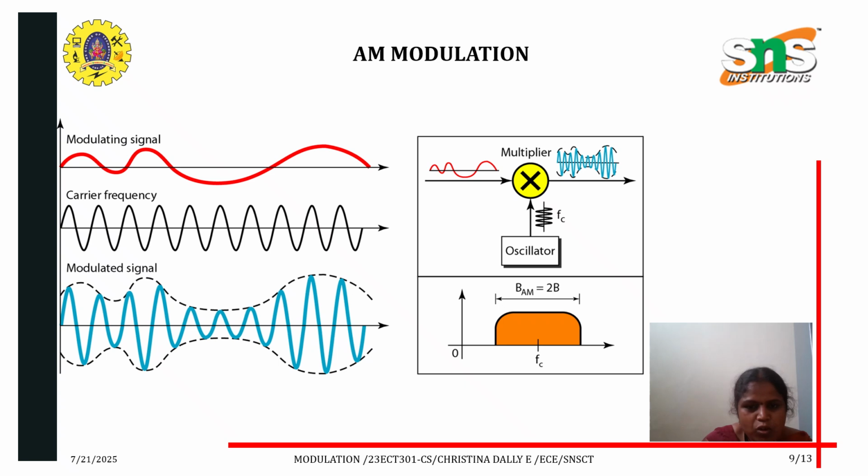Later we will see in detail about amplitude modulation and demodulation. We have the modulating signal, the carrier frequency, and the modulated signal. How do we get it? We give the input to the multiplier. From the oscillator, the carrier frequency is generated. So here the AM is obtained.